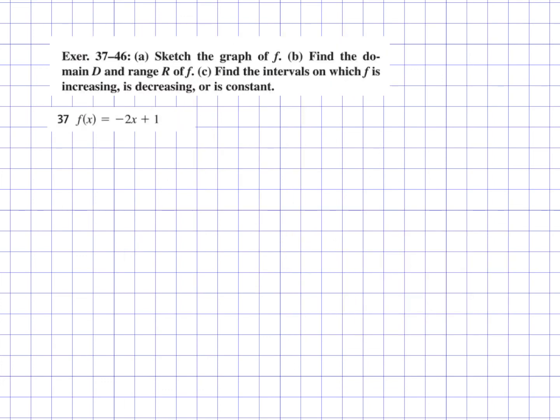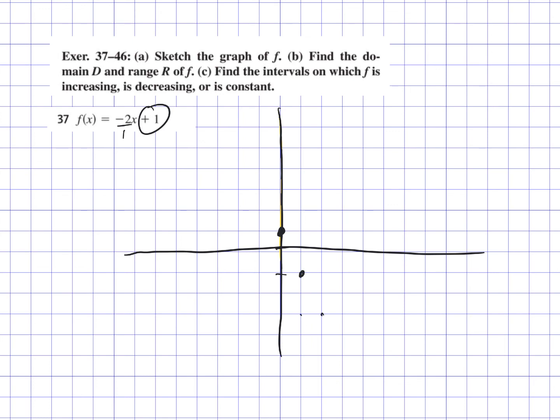37. Sketch the graph of f. So we're going to sketch this first. Let's just draw it black. So our y-intercept's at 1, and from 1, our slope is negative 2 over positive 1. So down 2 and over 1, down 2 and over 1, down 2 and over 1, down 2 and over 1, up 2, left 1, up 2, left 1, up 2, left 1. And there we have a whole bunch of points that we can draw through.